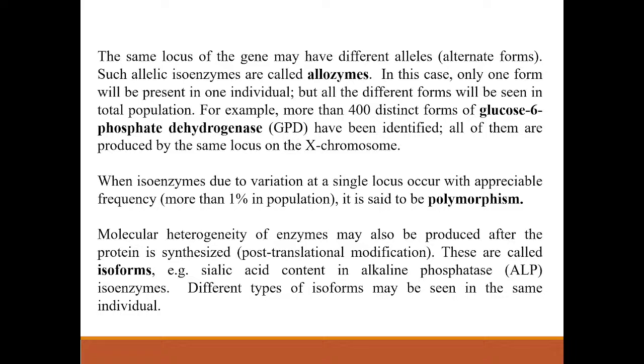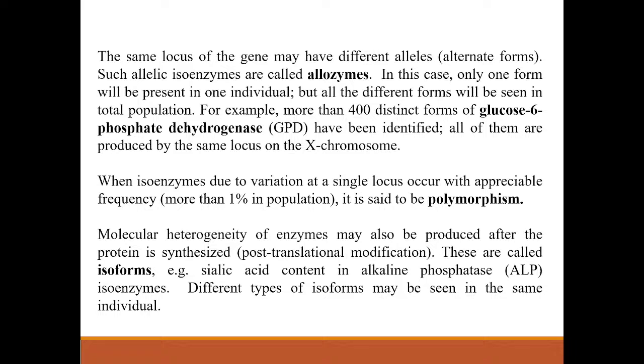The same locus of the gene may have different alleles, that is the alternate forms. Such allelic isoenzymes are called alloenzymes. You should know what alloenzymes are, and what the other types are; we will come to them slowly one by one. In this case, only one form will be found in one individual, but all the different forms will be seen in the total population. That means a single person will not have all the forms, only one form.